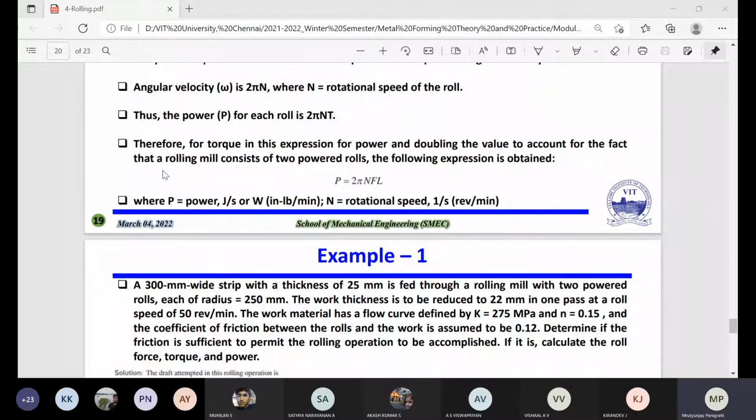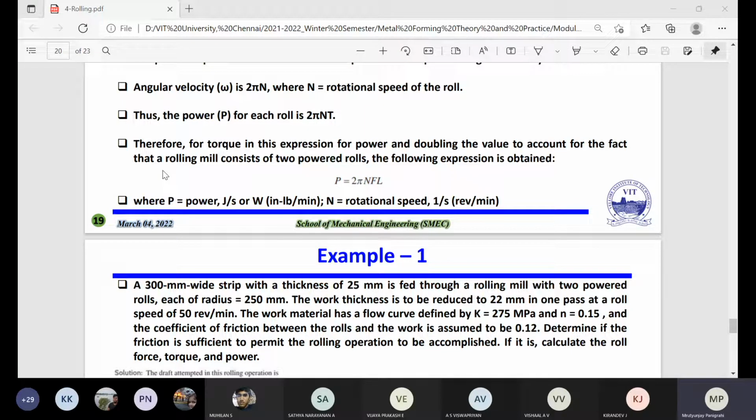Okay. So yesterday we started about the flat rolling and its analysis. Am I audible, right? Yes, sir. So in that case we took the schematic diagram of the flat rolling process. Then we derived some equations. For example, draft: the initial thickness minus the final thickness. Then we talked about the reduction.